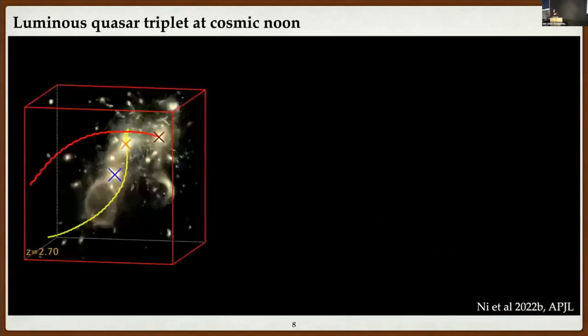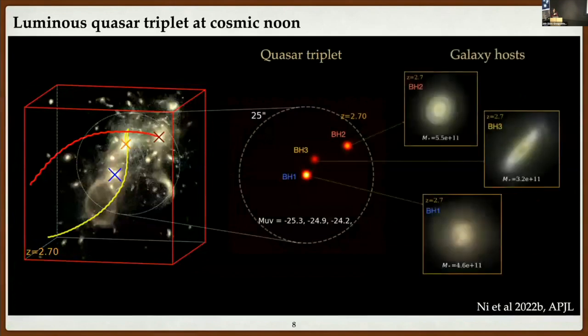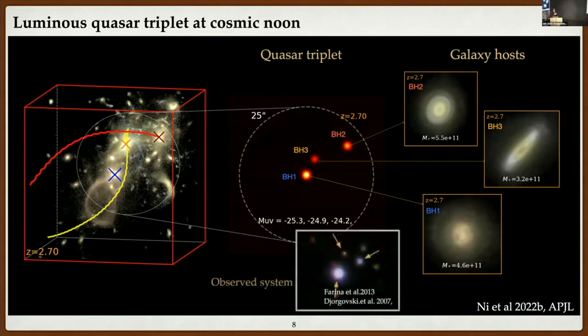So here we look into the brightest quasar triplet systems in the entire simulation. This is a quasar triple system at cosmic noon, at redshift 2.7. Each of those black holes is super bright, and their host galaxies are all on the order of 10^11 solar masses. And actually, there are observational analogs for those quasar triple systems, though they're extremely rare.